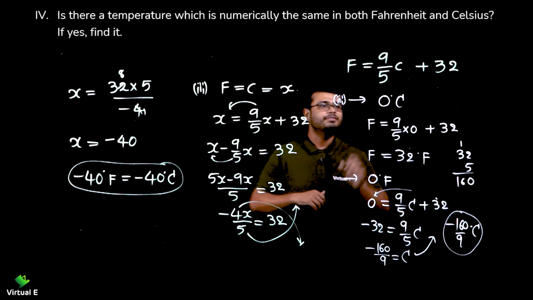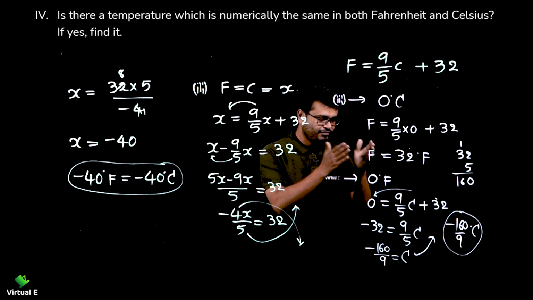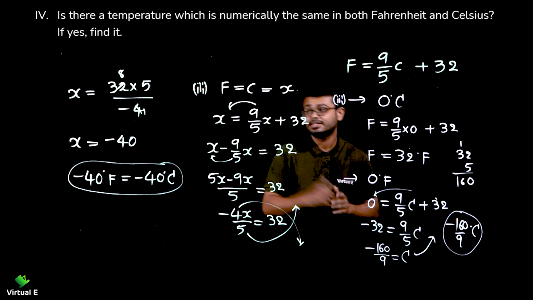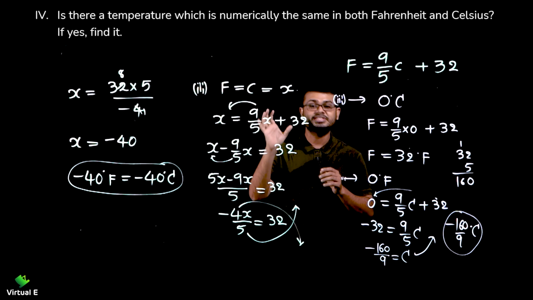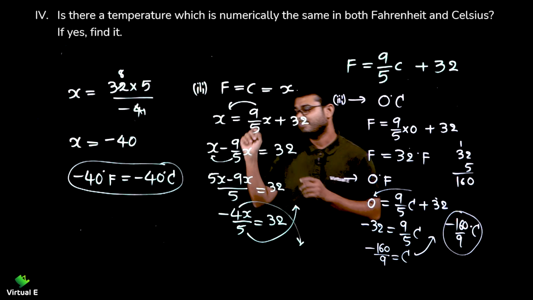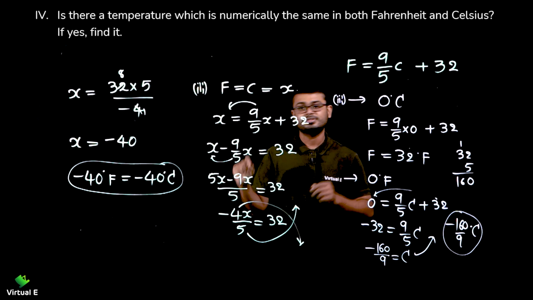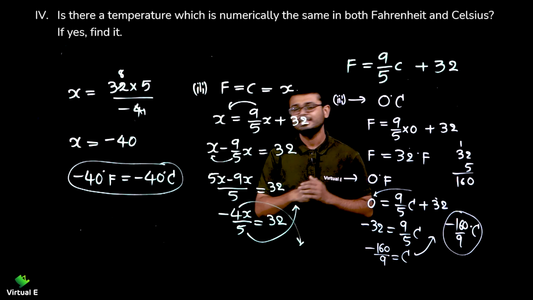Okay, let's recall. We took Celsius as 0 degrees, then got the value of Fahrenheit. If you take Fahrenheit 0, you get the Celsius. The last case was very interesting, where Fahrenheit and Celsius should be the same. So we took x, solved for x and got the answer, that is minus 40 degrees. At that temperature, Celsius and Fahrenheit, both units, you will be getting the same temperature.